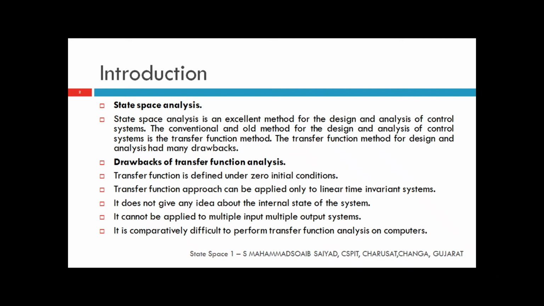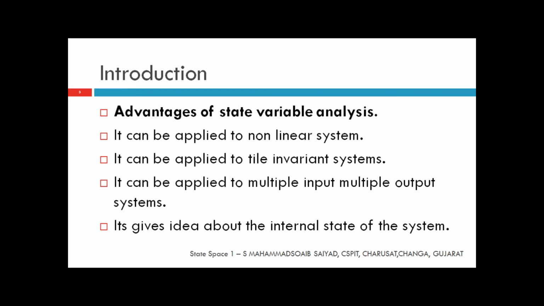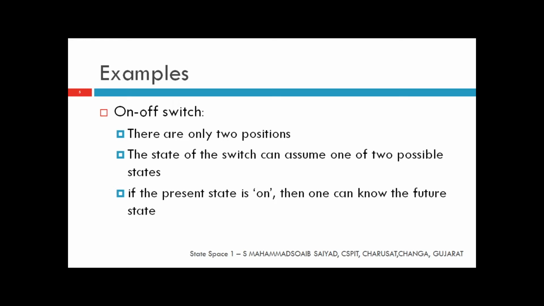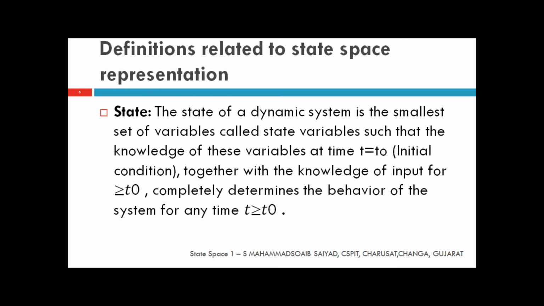So we have seen the drawbacks of the transfer function and the advantages of state space analysis, and the more important advantage also we have seen, and we have seen examples of what actually the state is. We have taken the example of a switch, and with the help of the switch we have understood the concept of states, and we have gone through the various definitions of the state.